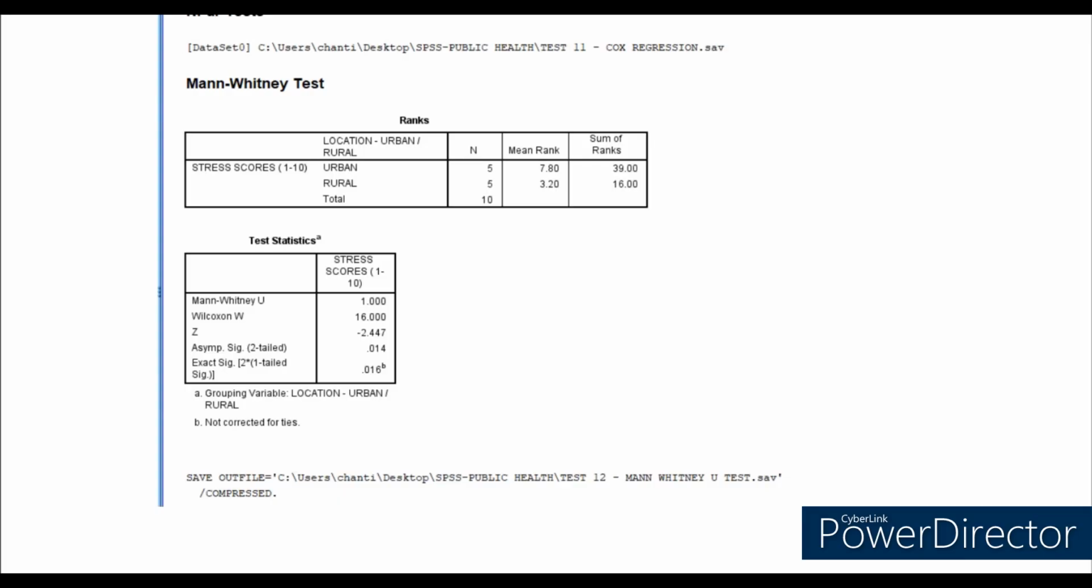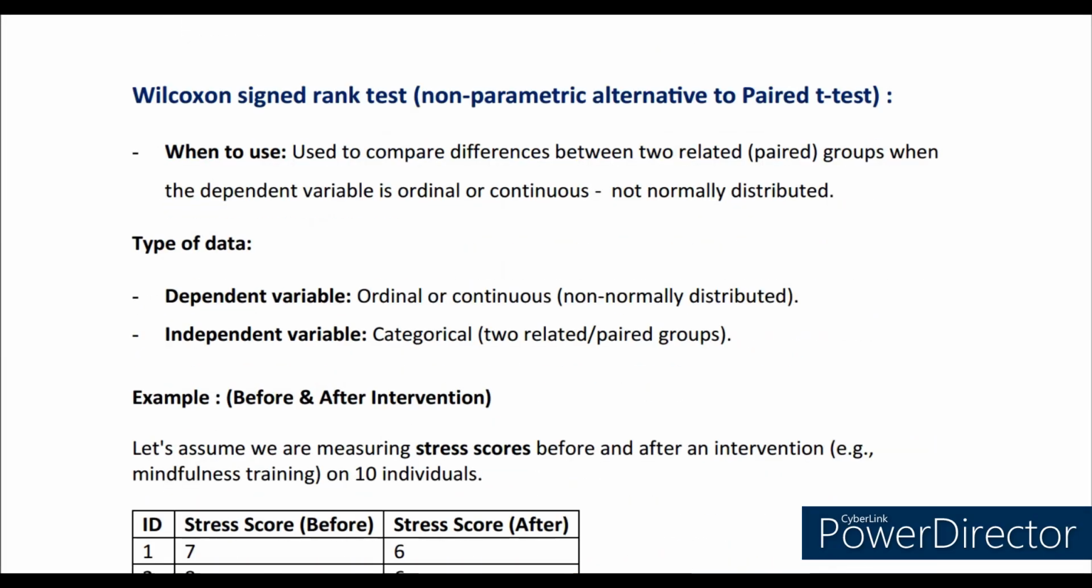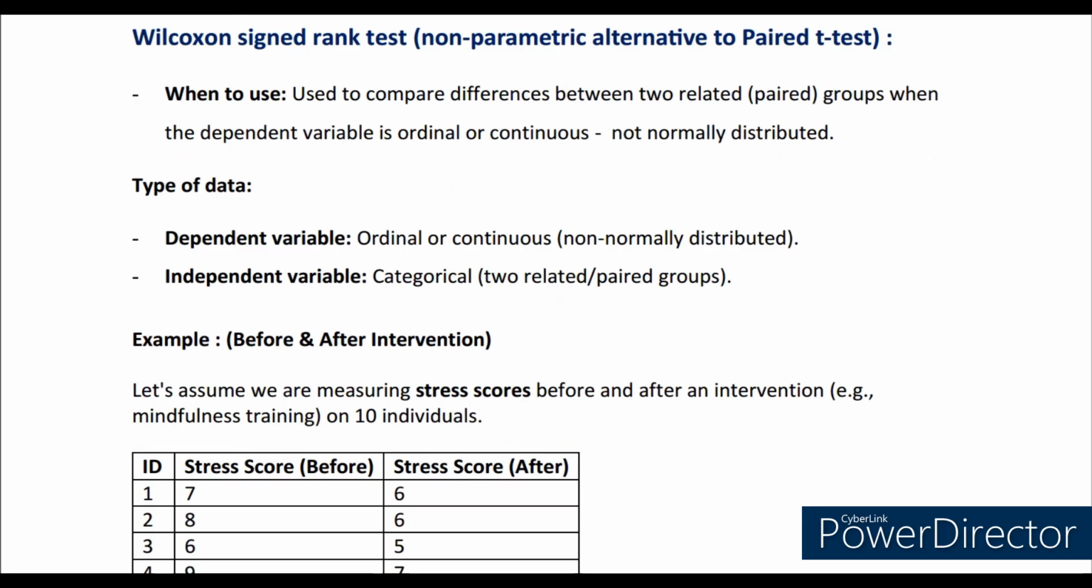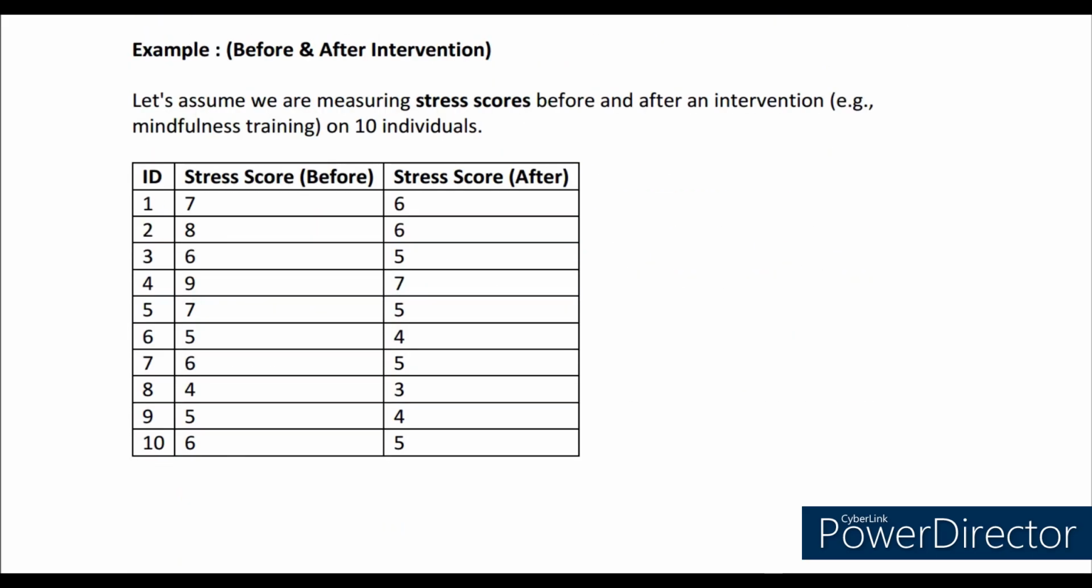And now coming to the next test, that is Wilcoxon signed rank test, which is again a non-parametric test and it is an alternative to paired t-test. So we need to do the test on the same sample. A simple example. Let's assume we are measuring stress scores before and after an intervention.